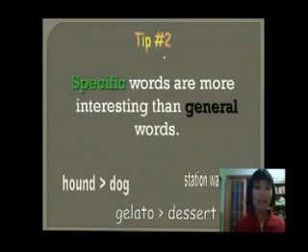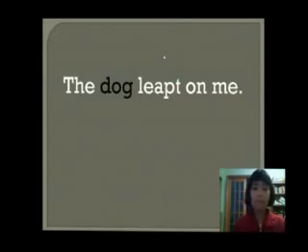Okay, I'm glad to see that you're back. So, this brings me to tip number 2. Specific words are more interesting than general words. For instance, dog, we could narrow that to hound. Car could be narrowed to station wagon. And dessert, well, there are lots of different kinds of desserts. Ice cream, cake, chocolate mousse, custard, creme brulee, whatever that is. So maybe choose one like gelato.